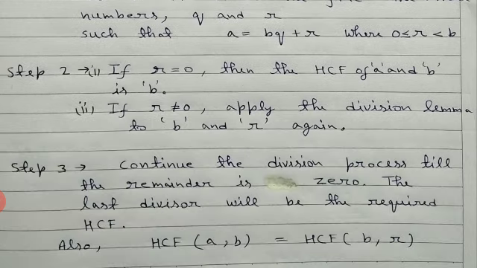Step second, if r is equal to 0, then the highest common factor of a and b is b, and if r is not equal to 0, apply the division lemma to b and r again. Step third, continue the division process till the remainder is 0. The divisor at the last stage will be the required HCF of a and b. Also, the highest common factor of a and b is equal to the highest common factor of b and r.